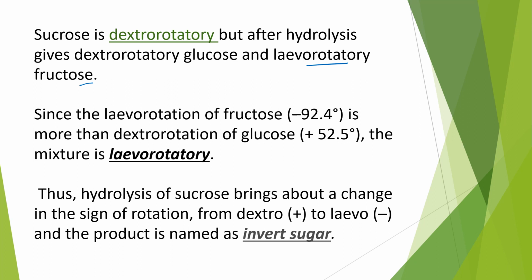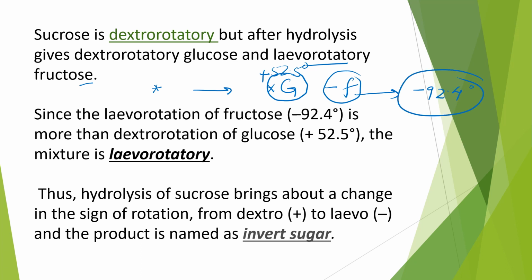So what happens in the beginning, sucrose is dextrorotatory. That is, it rotates the plane polarized light towards the clockwise direction. But what happens when it is hydrolyzed? It gives dextrorotatory glucose and levorotatory fructose. So the dextrorotation of glucose is plus 52.5 degree, whereas the levorotation of fructose is minus 92.4 degree. So if we see, ignoring the negative and positive sign, 92.4 is highest. So the sucrose molecule, which was dextrorotatory in the beginning, it becomes levorotatory at the end of the reaction of hydrolysis. So hydrolysis of sucrose brings about a change in the sign of rotation from dextro to levo, and the product is known as invert sugar.